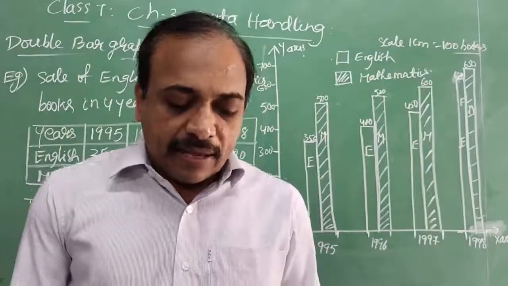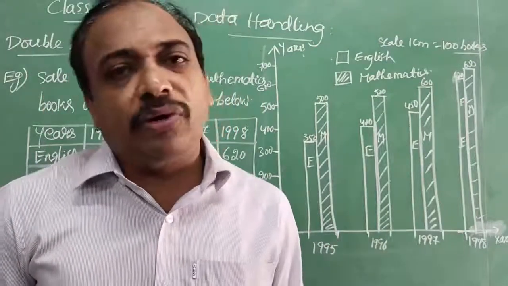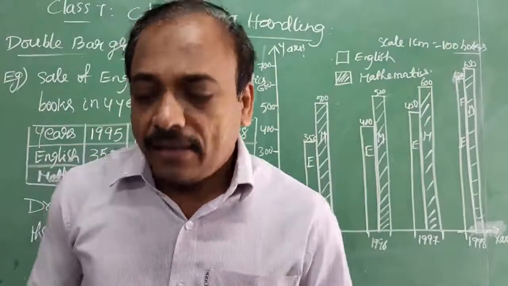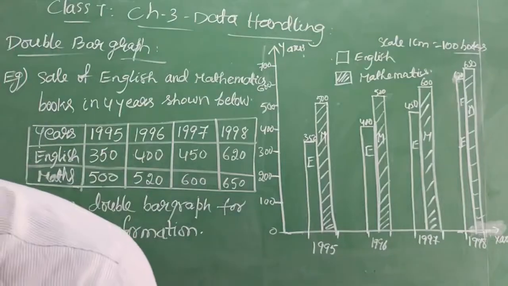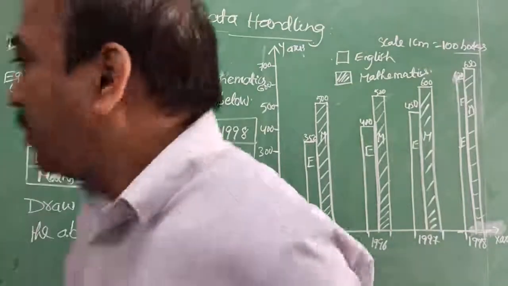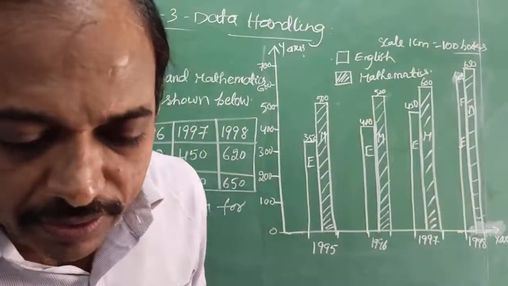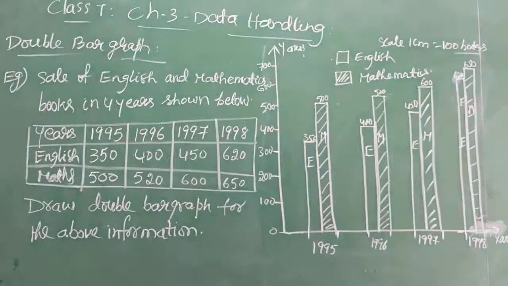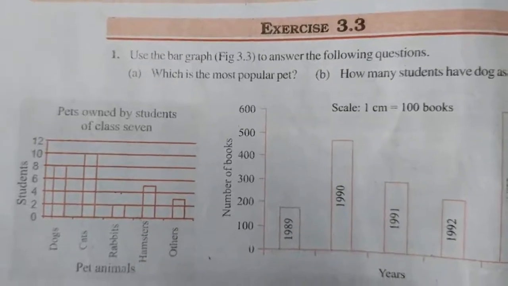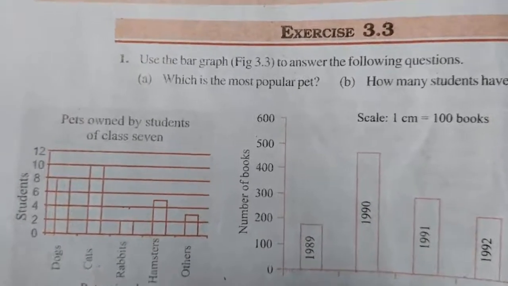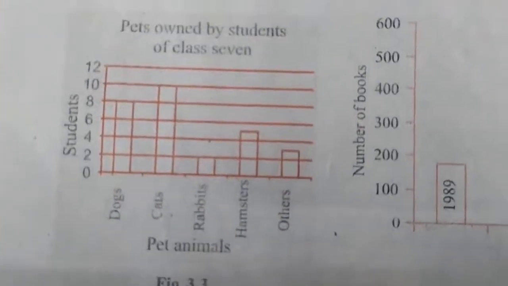Students, do you understand how to represent the double bar graph? Yes. So now in exercise you have questions, 6 questions from exercise. Let us see exercise 3.3. Use the graph figure 3.3. Answer the following questions. So here is the figure 3.3.